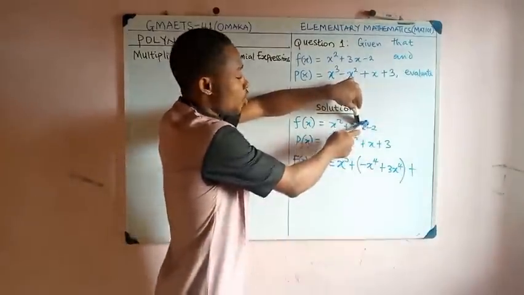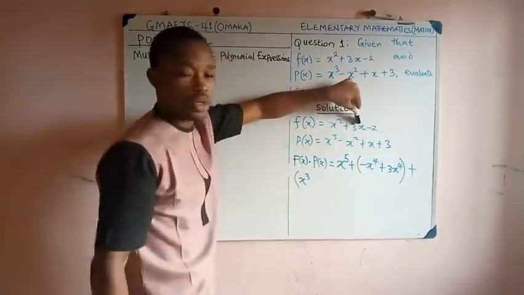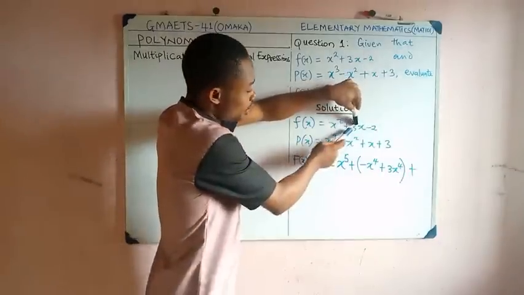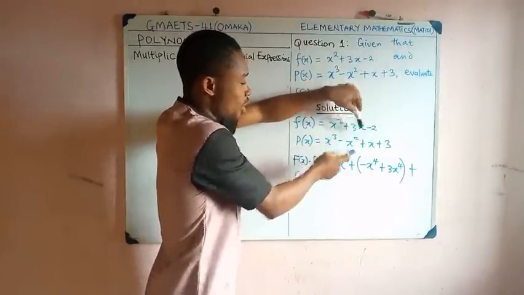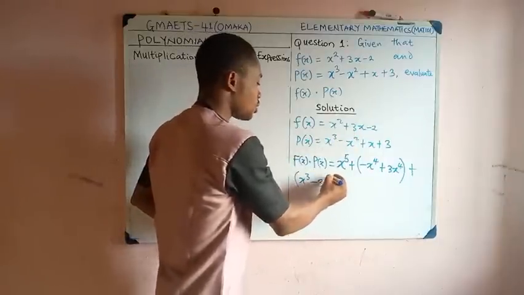Because this is 3x raised to power 1. If that power 1, if you add it to this power 2, you get power 3. So let's do that. Plus 3x times minus x squared will give us minus 3x raised to power 3.